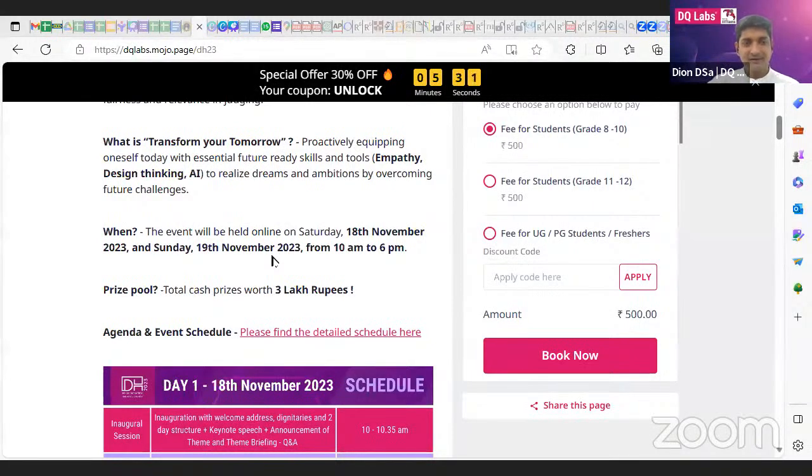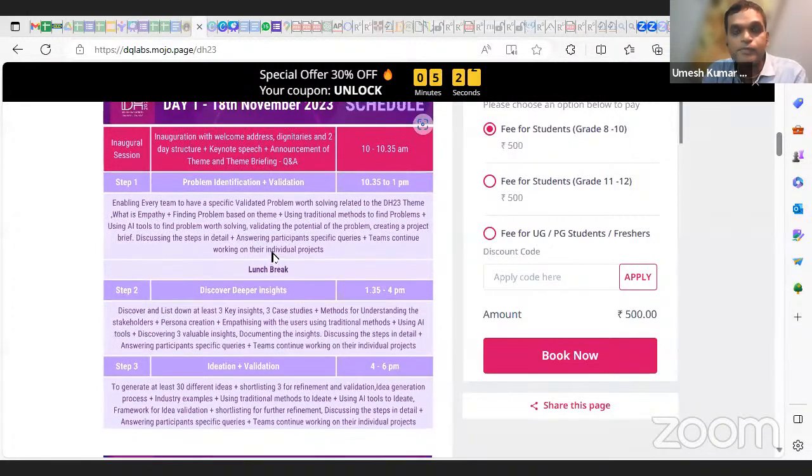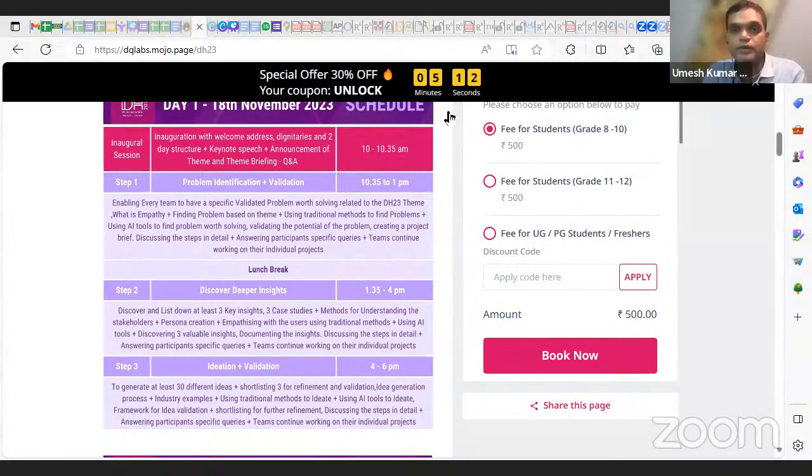Now, let's go to the session itself. Maybe if you could scroll down a little bit, Umesh. Yeah. Okay. So on day one, we have the inaugural session. What can we expect to happen in the inaugural session? Because I see something like theme and theme briefing. That sounds pretty interesting. Yeah.